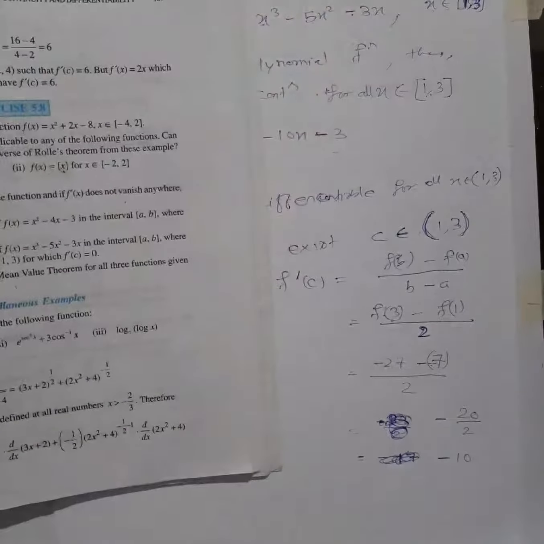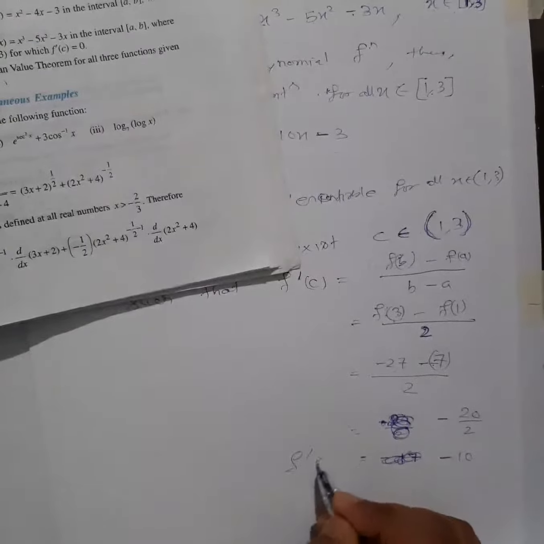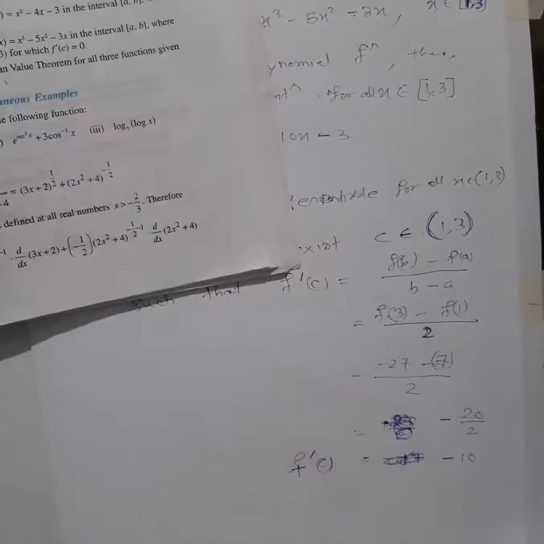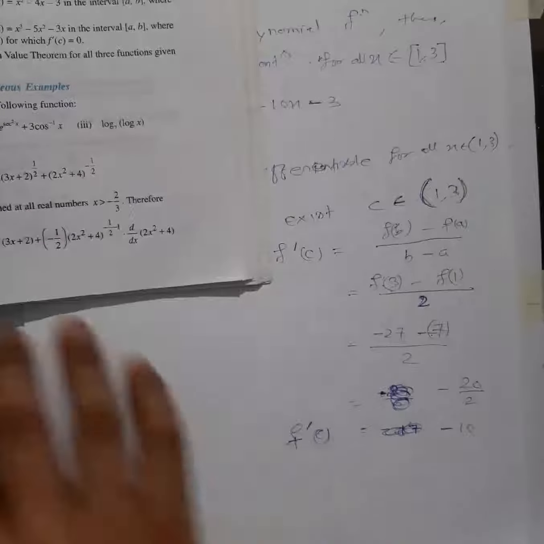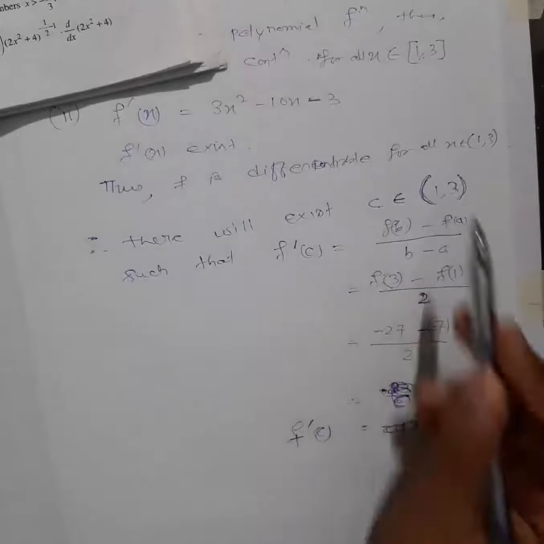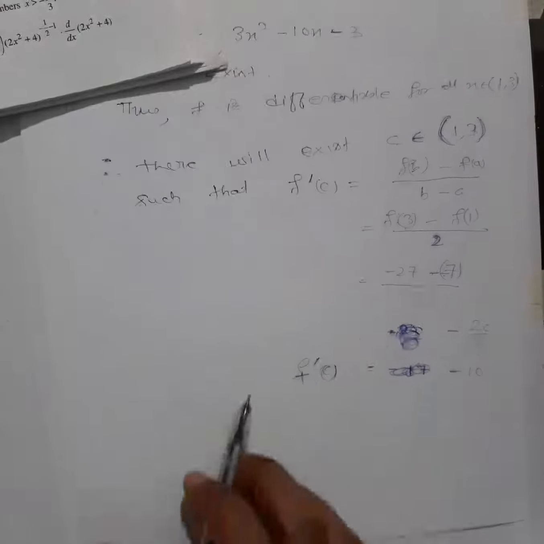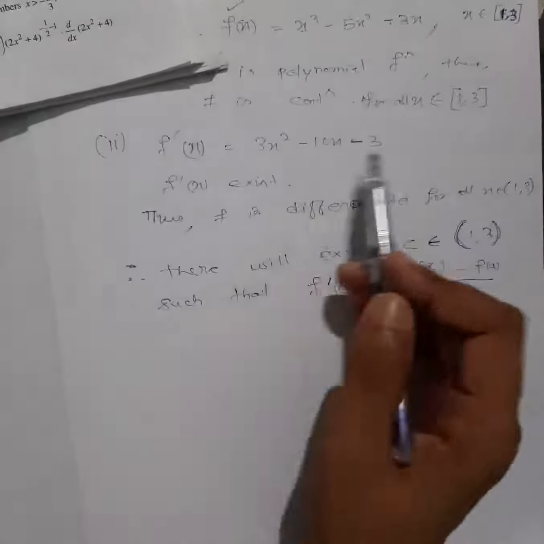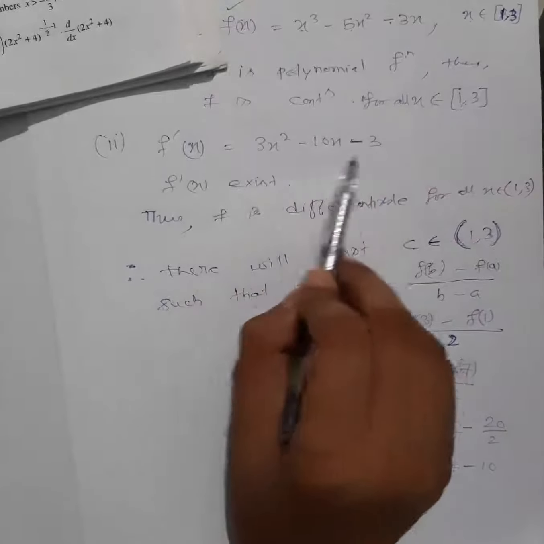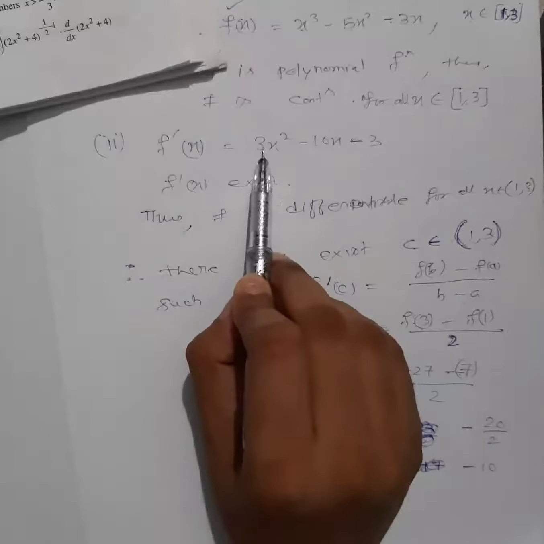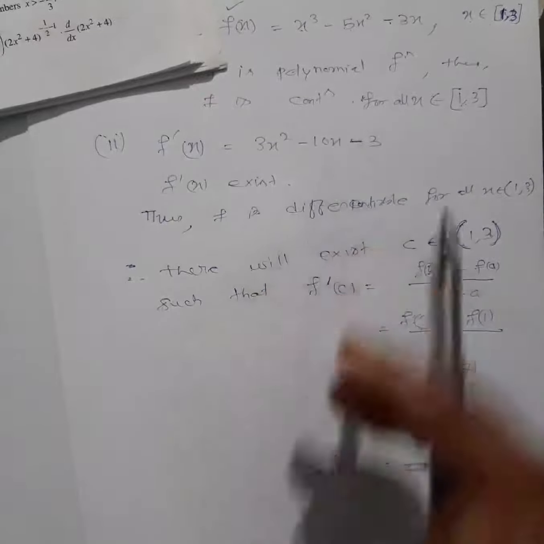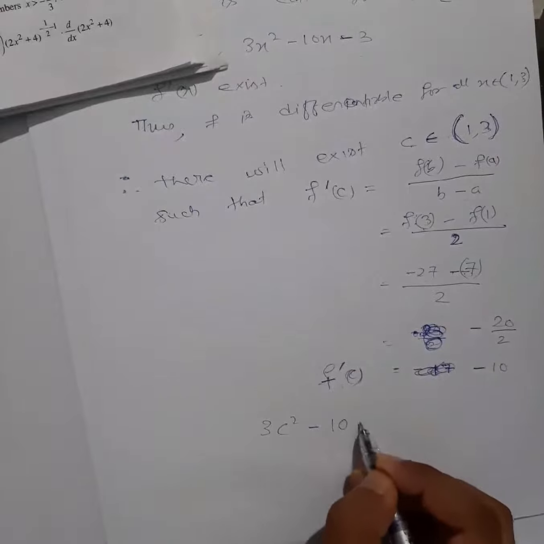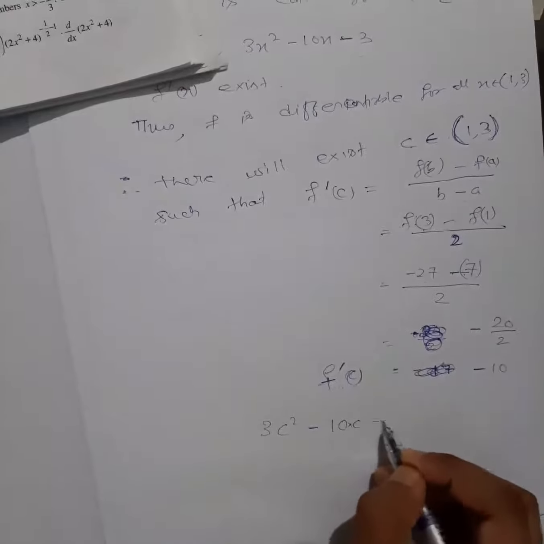Okay, so f dash c, how much we got? Minus 10. From this I can, now c will be what point? I can find out from here, right? So this is an equation of c only. You can see f dash c, what it is, f dash x is equal to this one, right? So f dash c will be what? 3c square minus 10c minus 3.